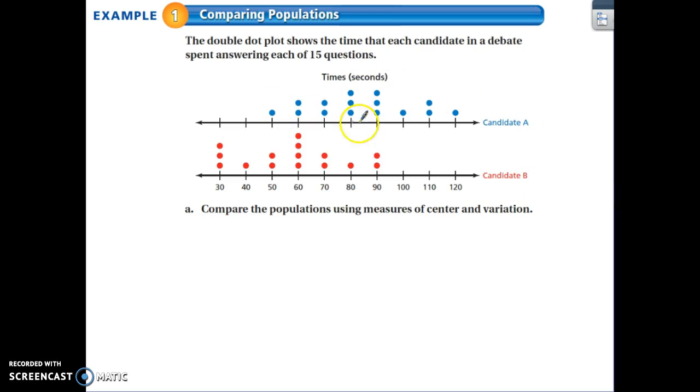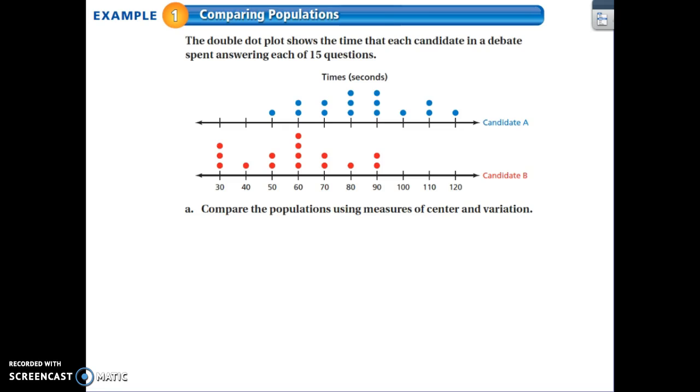The blue dot plot on top shows candidate A. One of the questions he took 50 seconds to answer. For two questions, he took 60 seconds to answer. For two more questions, he took 70 seconds. Three of the questions took him 80 seconds, and so on. For candidate B, below in red, 3 questions took only 30 seconds, 1 question took 40 seconds, 2 questions took 50 seconds, and so on.